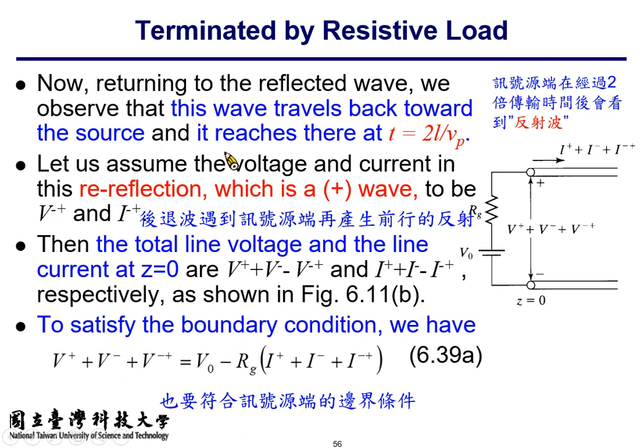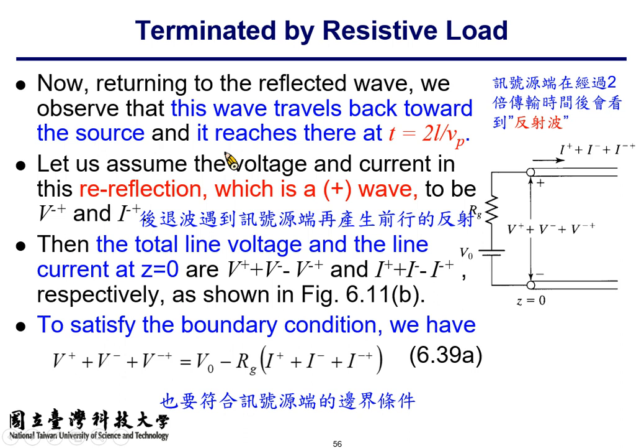Anyway, at t greater than 2 times L over Vp, there will be three signals on the line: V plus, V minus, and V minus plus. That's the total voltage on the left-hand side at z equal to 0. The total current will be I plus, I minus, and I minus plus. The current and the voltage will satisfy the boundary condition at z equal to 0.